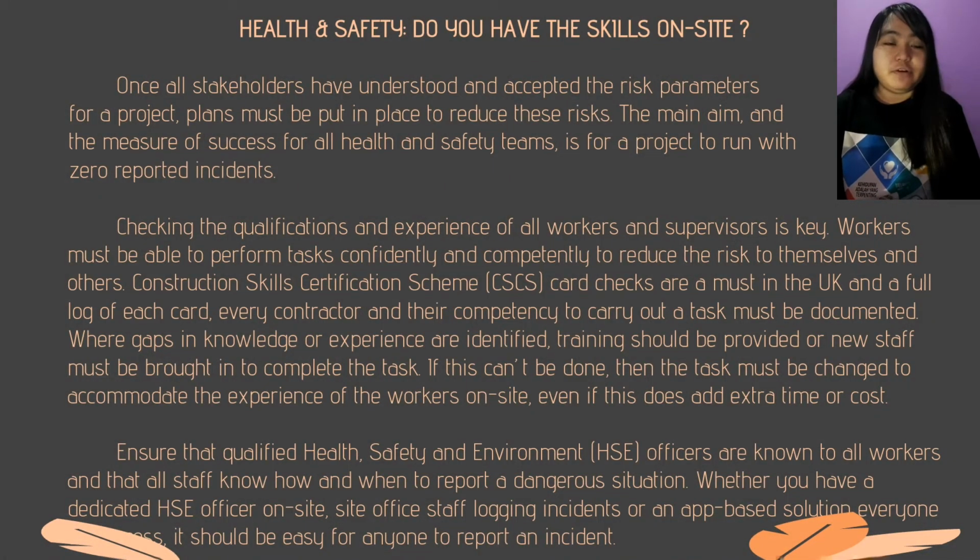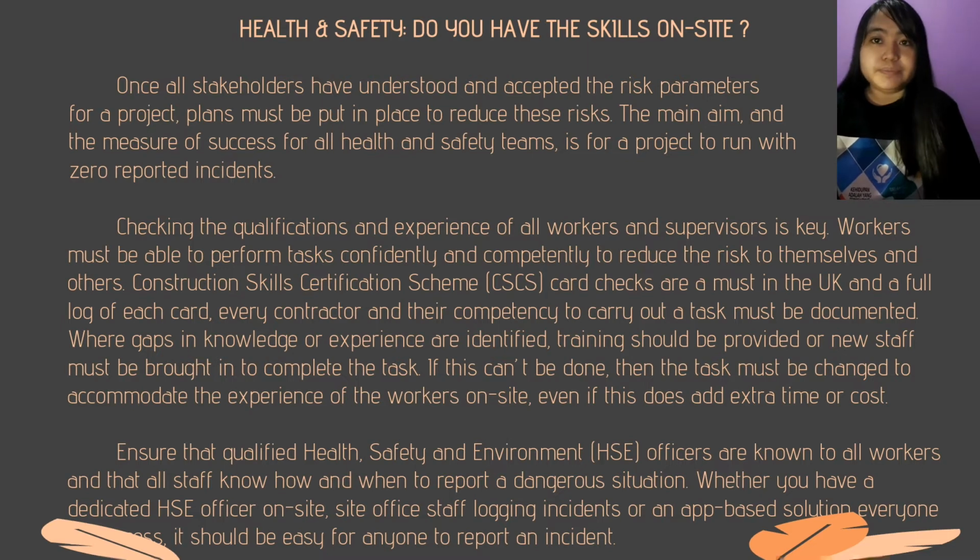Specific topic. First, health and safety. Do you have the skill on site? Once all stakeholders have understood and accepted the risk parameters for a project, plans must be put in place to reduce the risks. The main aim and the measure of success for all health and safety teams is for a project to run with zero reported incidents. Checking the qualification and experience of our workers and supervisor is key. Workers must be able to perform tasks confidently and competently to reduce the risk to themselves and others.